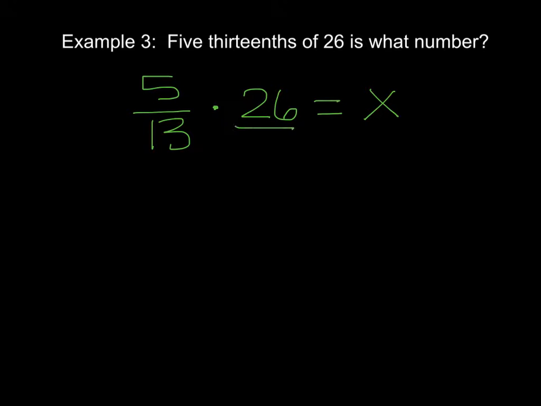Remember to put the 26 over 1, and then look for things that'll cancel. 13 goes into 13 one time, and into 26 two times. So now I'm left with 5 times 2 on top, and 1 times 1 on the bottom. But I don't have to write the 1. So my final answer is x equals 10.